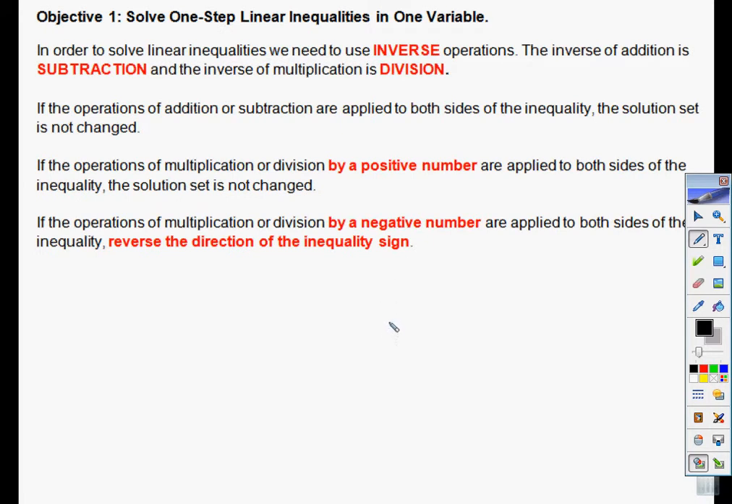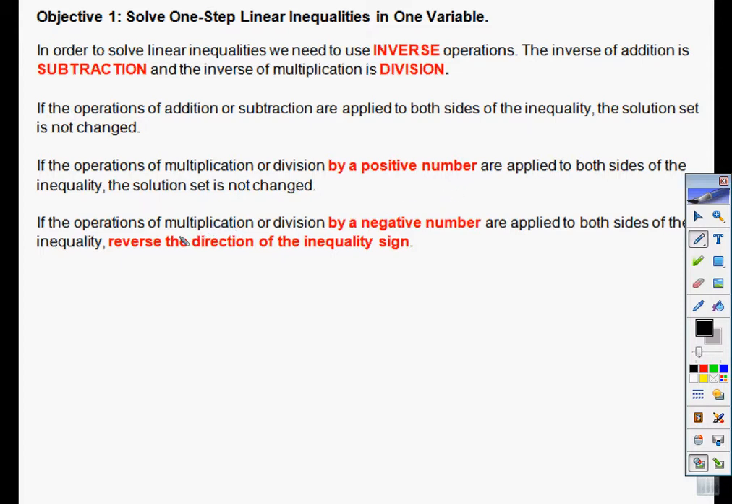In order to solve a linear inequality, we need to use inverse operations. Remember that the inverse of addition is subtraction, and the inverse of multiplication is division. Just like in an equation, whatever you do to one side of an inequality, you're going to do to the other side. So I can add or subtract any number to both sides of an inequality and the solution set will not change. I can multiply or divide any positive number to both sides of an inequality and the solution set will not change. However, here's the difference between inequalities and equations.